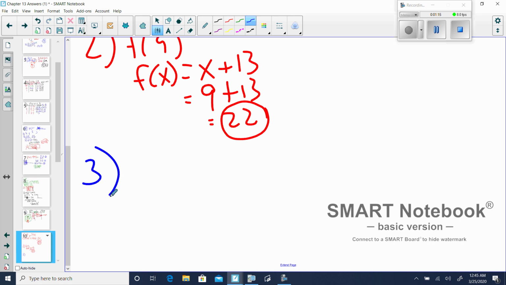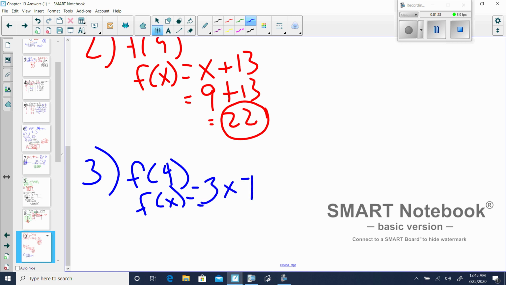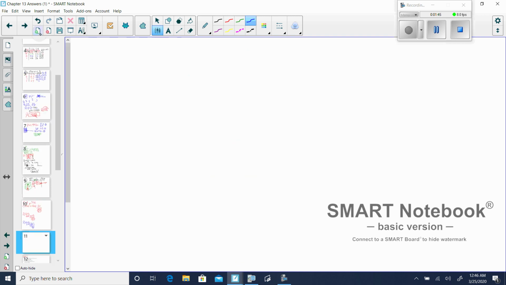Great. For number 3, guys, they want f of 4 if f of x equals 3x minus 1. We substitute the 4 in, so we get 3 times 4, PEMDAS, right, order of operations. So 3 times 4 is 12. 12 minus 1 is 11. So f of 4, when f of x is 3x minus 1, is equal to 11.